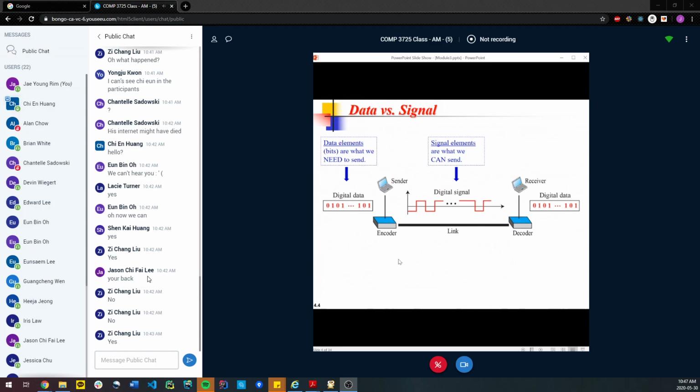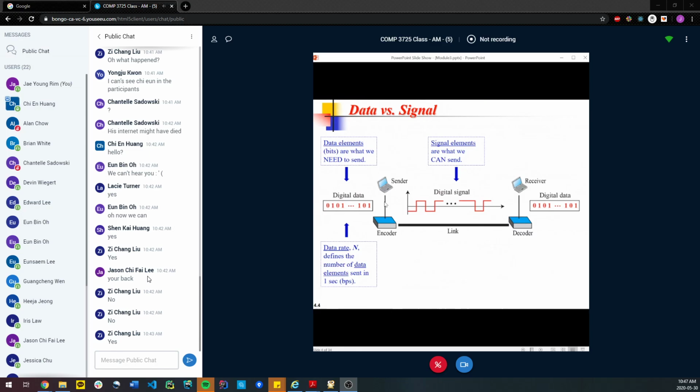So the signals are what we can actually send. In this case, instead of transmitting logical 1s and 0s, I'm transmitting +5 volts and -5 volts. If there are data elements and then there are signal elements, then obviously I need a measure for these data and signal elements. So with respect to time, the data elements are what we need to transmit.